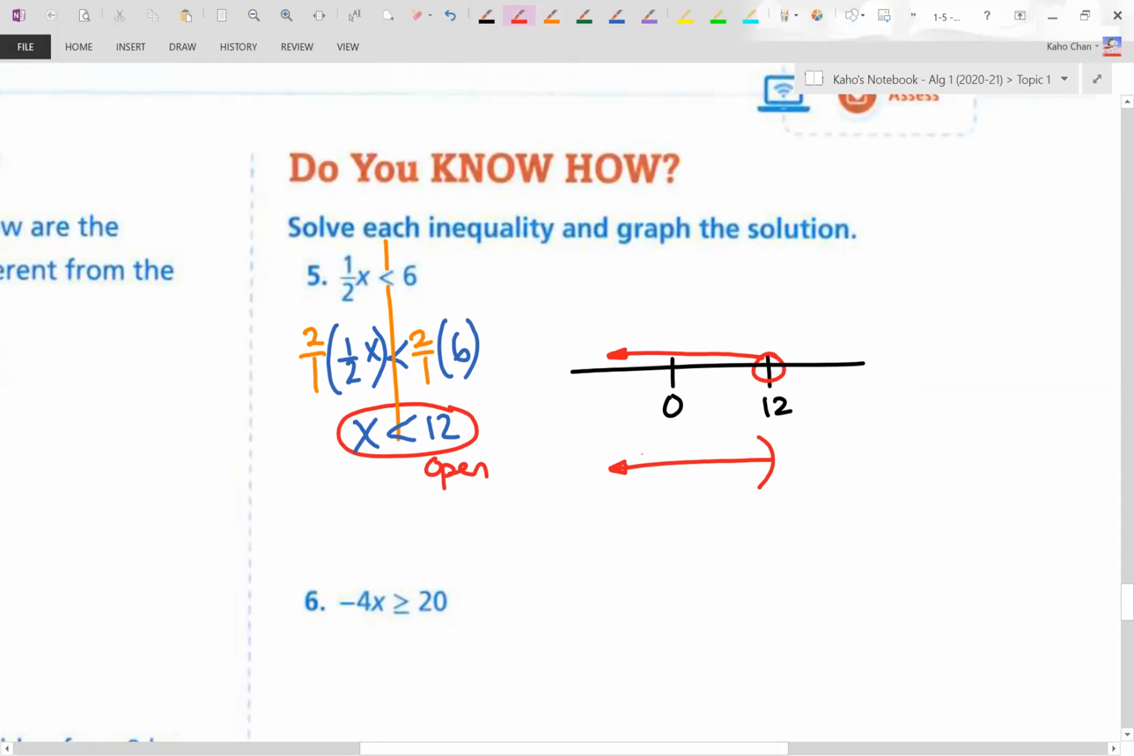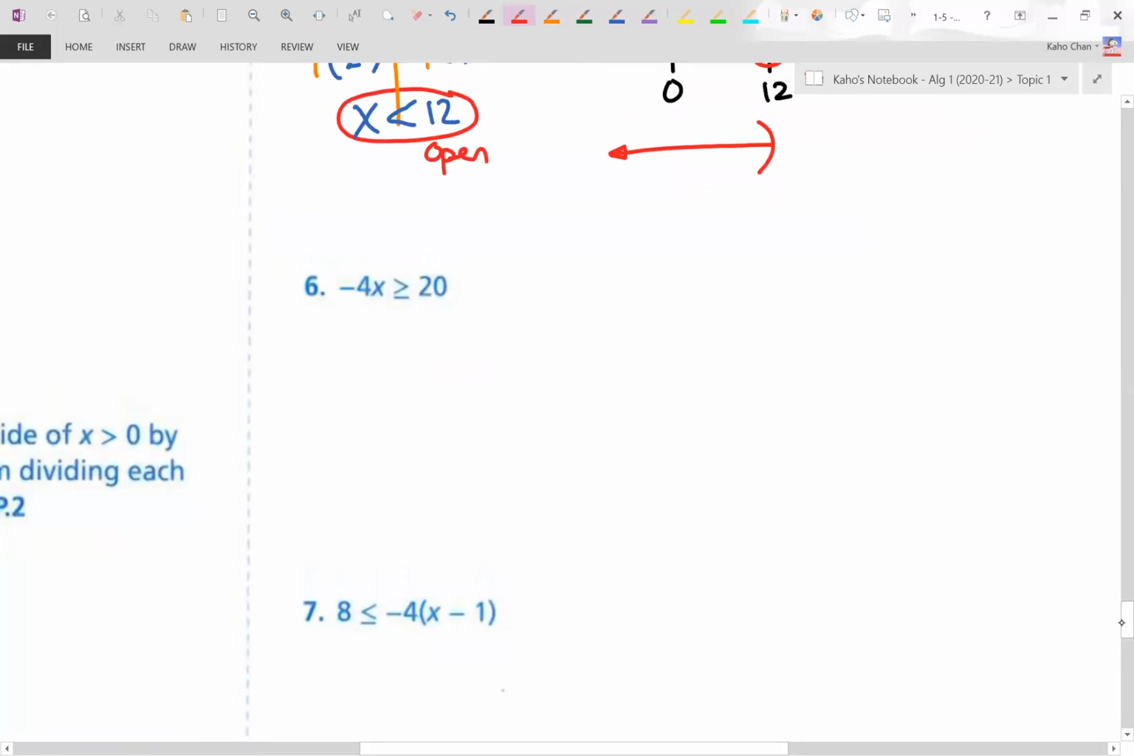Okay. On the number line. Number 6. Negative 4x is greater than or equal to 20. I have a feeling that we're going to be flipping the symbol because when we divide by negative 4 to both sides, that's a red flag. That's a negative number. We're going to switch the sign, okay? Bam. X is now going to be less than or equal to positive 20 divided by negative 4 is negative 5.